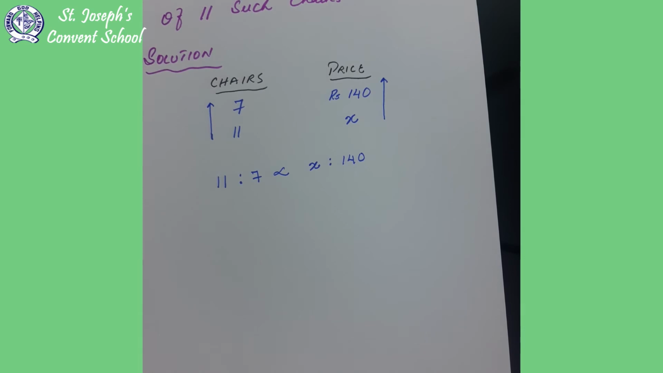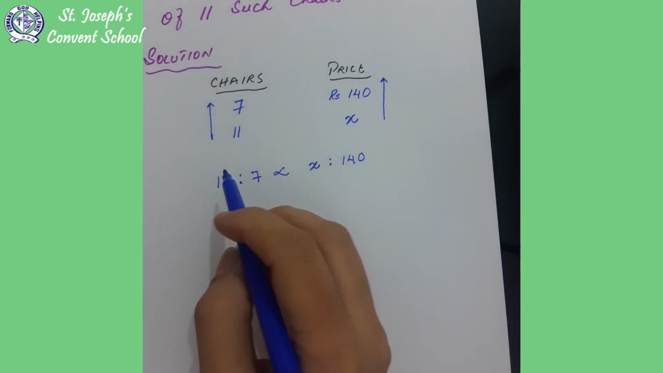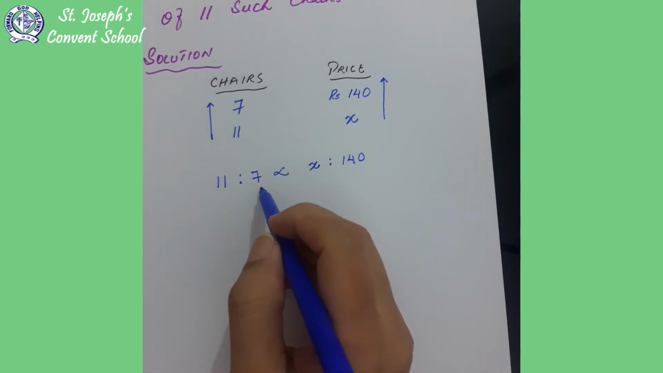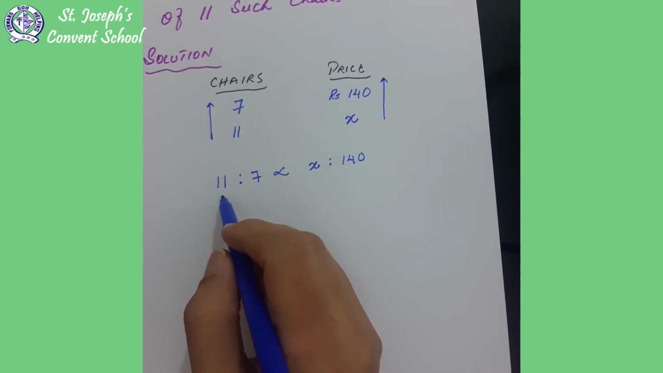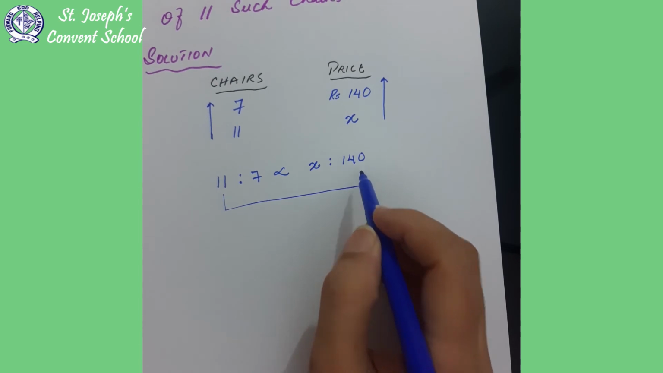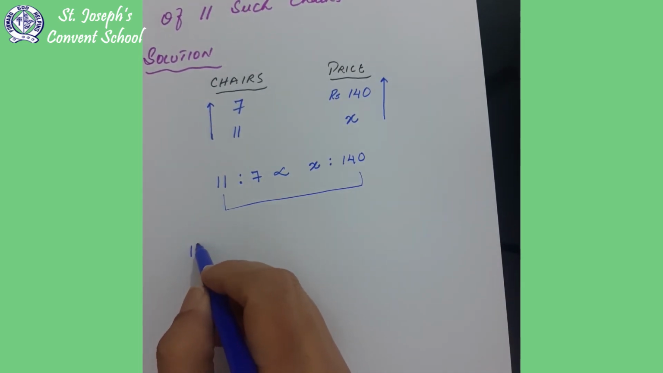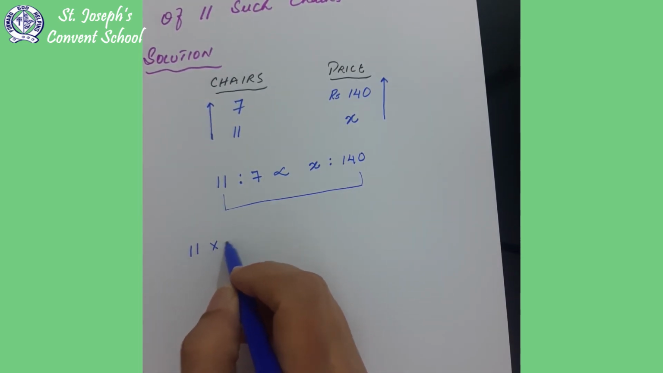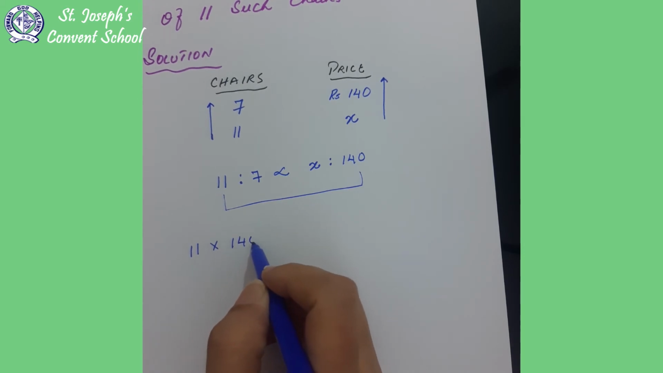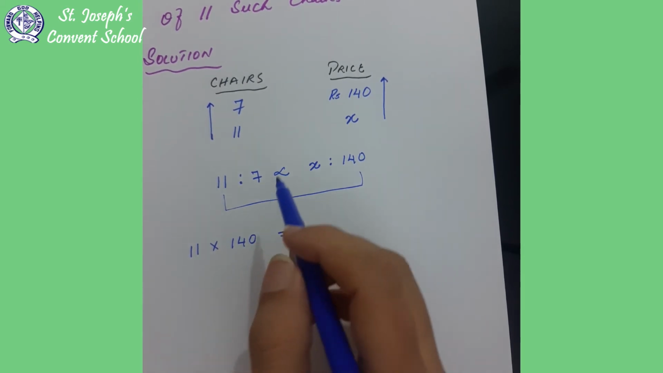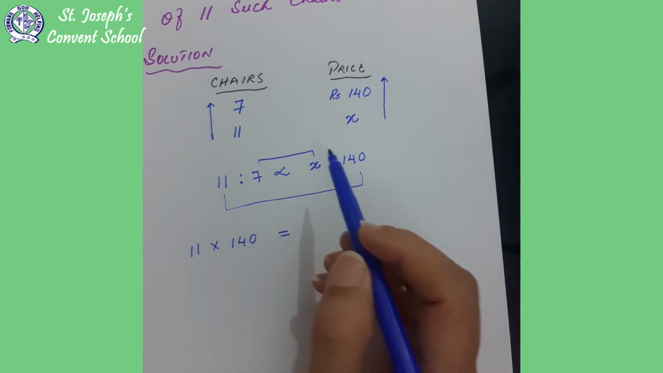Now we will apply the rule accordingly. Product of extreme values, so we will multiply first and last. Okay, so 11 into 140 is equal to the product of means. These are the mean values.